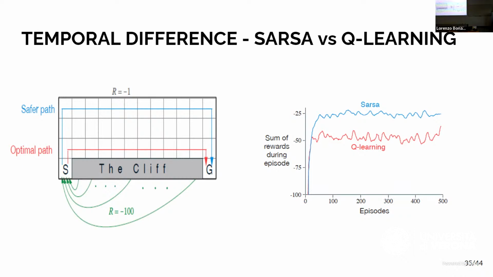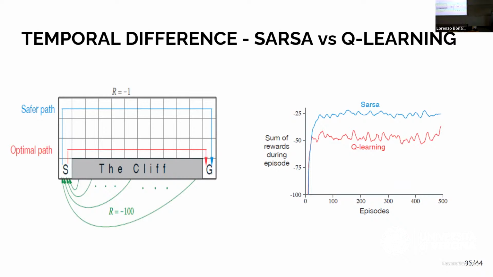But SARSA usually is more conservative in the sense that, for example, this toy problem is called the cliff, and it's a stochastic problem. So if you go there, there is a small probability to go into the cliff, and you have a better reward. Here you see it, -100. If you go into the cliff, you get -100, but you have a cost for each step you do in the environment. So if you do this, you get -1. If you do this, you get -1.